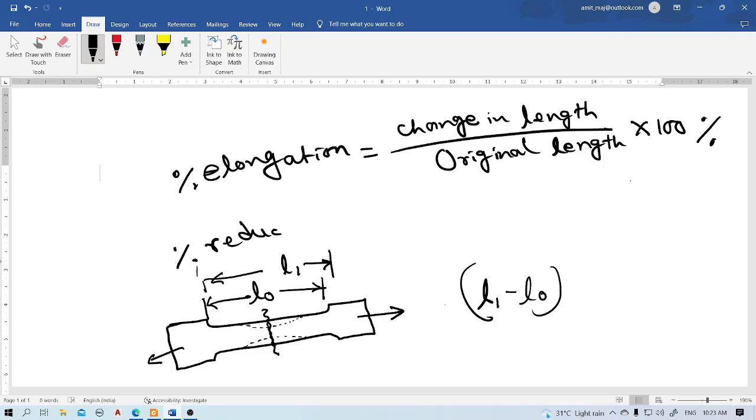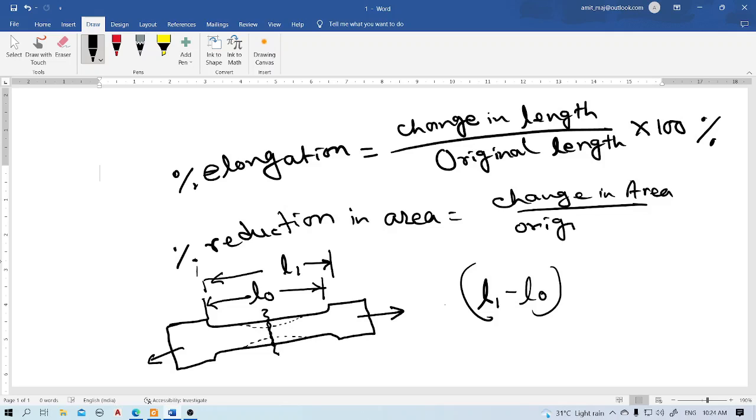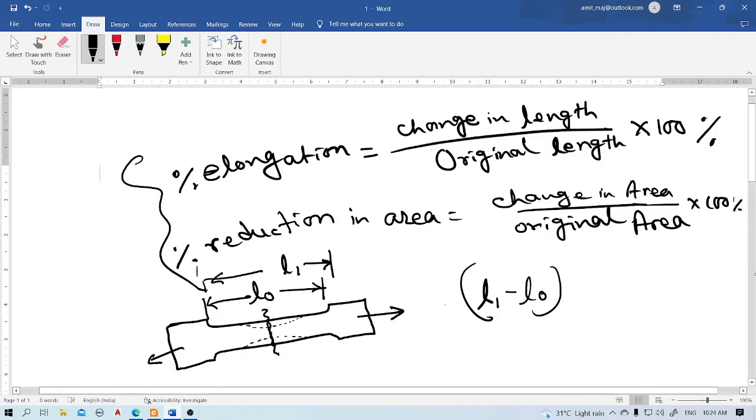Okay, so this is the percentage of elongation. And percentage reduction in area, same thing: change in area by original area, original area into 100%. This is the criteria to define ductility of a material.